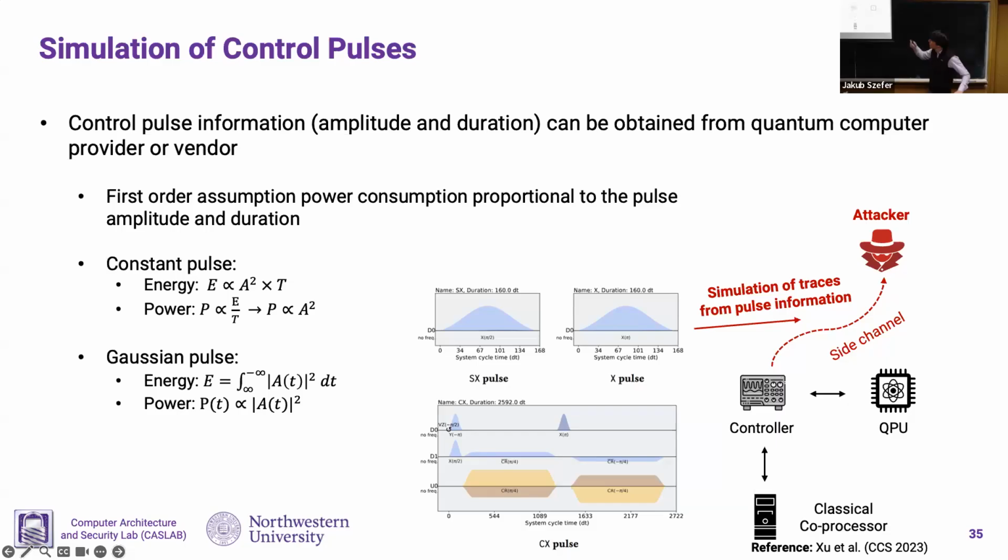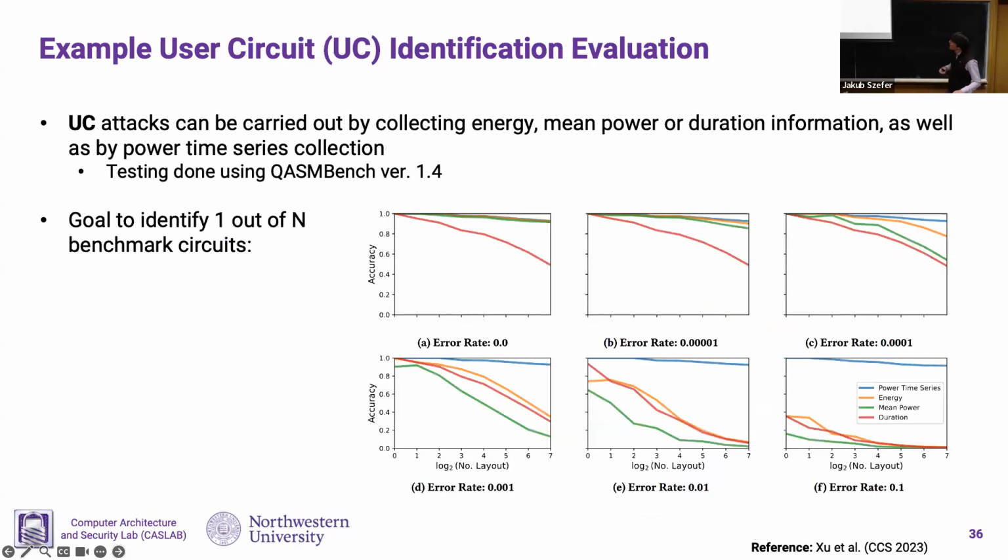But assuming you have a reasonable simulation of the power traces, I think this is actually a pretty interesting outcome. What these graphs basically show is that the error rate means how much error or noise you add to the attacker's measurement. When you're measuring the power, you're not going to perfectly measure the power, so you might have some error rates for the different measurements. But these different colors show the power time series as the circuit executes, or just the total energy, or the average power, or the duration.